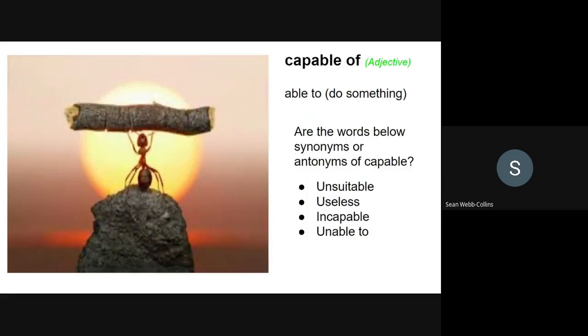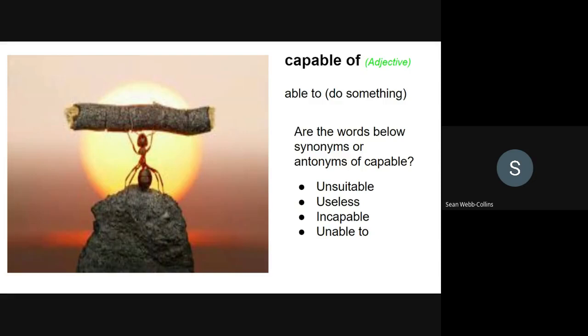Capable of. Able to do something. Having the ability to do something. Are the words below synonyms or antonyms of capable? And remember, what is a synonym? A synonym is a word or two or more words that have the same or similar meaning.